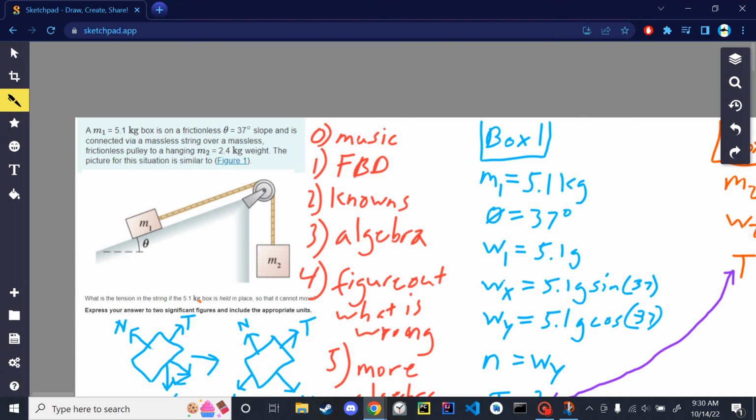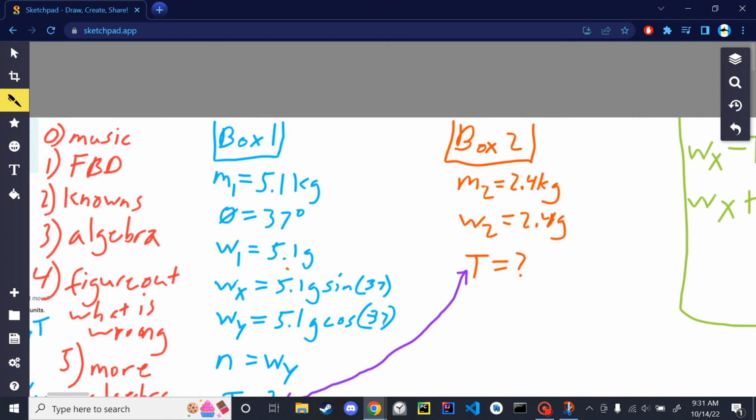It's held in place, so there are more outside forces. There's like a hand right here grabbing it and holding it there. Since it's holding it there, it's adding extra force, which means if this isn't moving, this can't be moving either. There are other forces that we don't know, which means the tension has to be the same as this, so that this stays the same. So tension is literally just weight 2. So tension is just 23.52 newtons. And this is the correct answer.